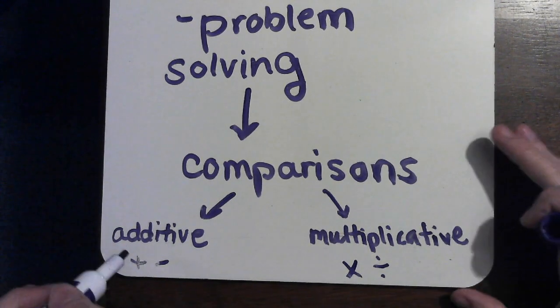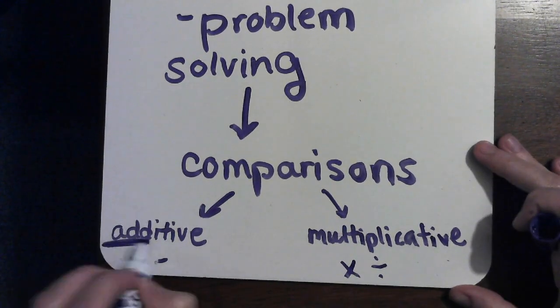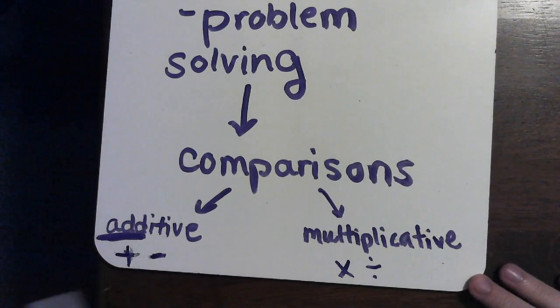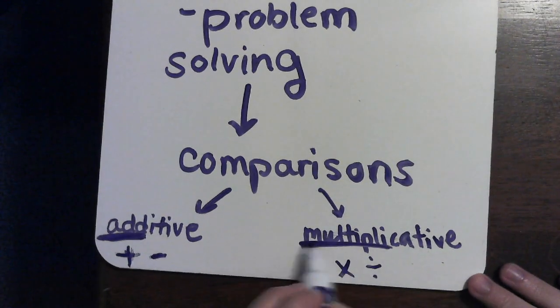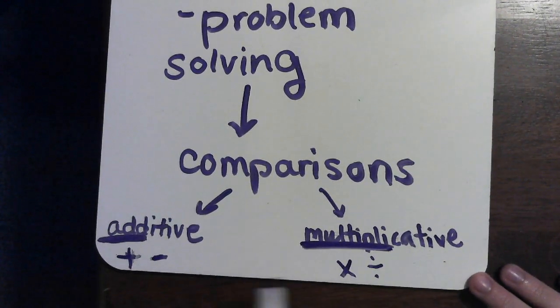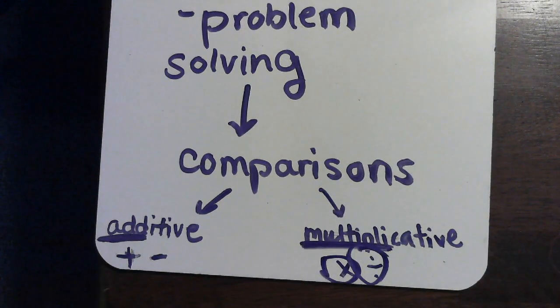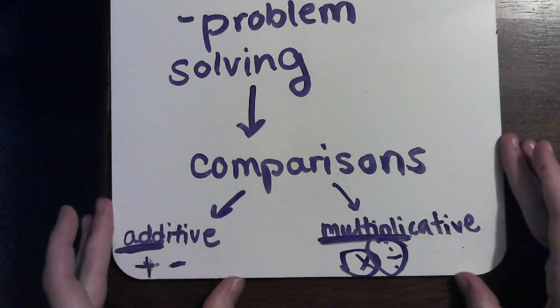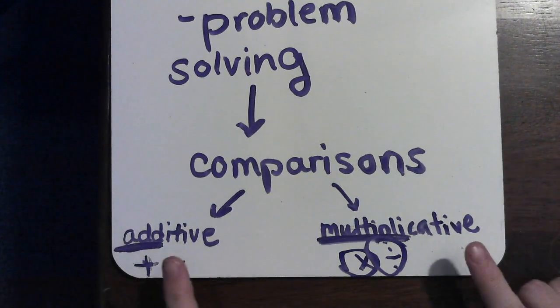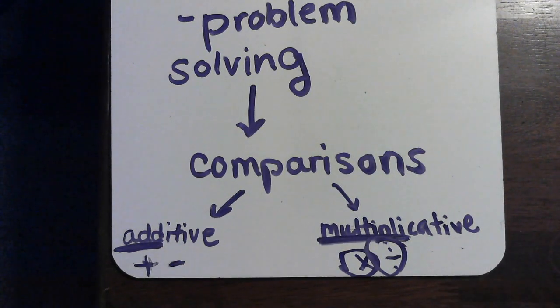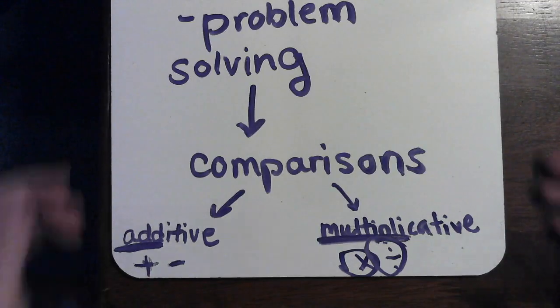Additive, the root word is add, so we have addition and its inverse of subtraction. Multiplicative, the root word is multiple, so we have multiplication and its inverse of division. So these are skills you already have. It's now just using these vocabulary words in order to identify them and make our problem solving a little more sophisticated.